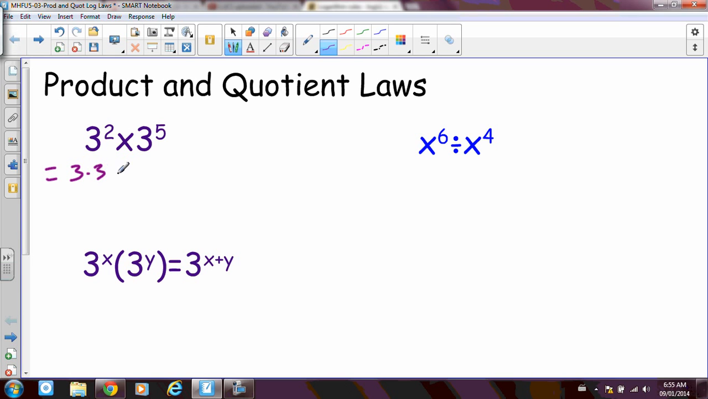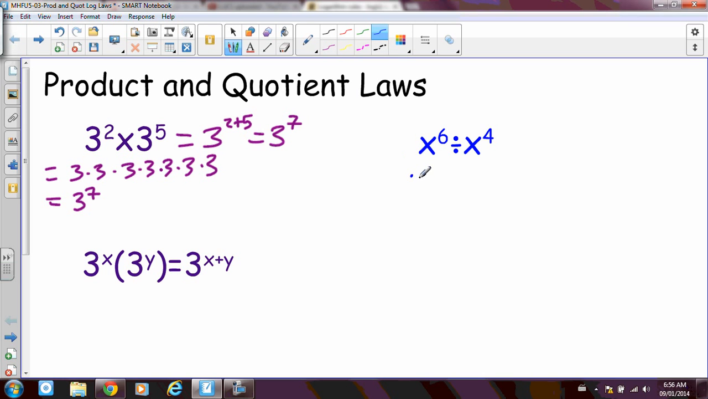I get 3 times 3 here, times 3 times 3 times 3, and 5 more from here. And of course, what that ends up being is 7 3's all multiplied out, or 3 to the exponent 7, which means that our product rule when we're dealing with exponents is: if the base is the same, we can add the exponents to get a simplified version.